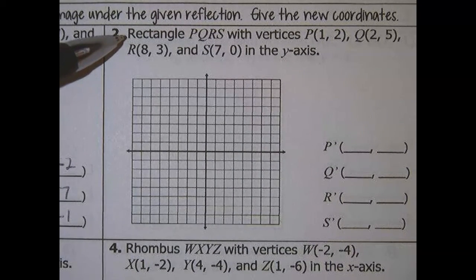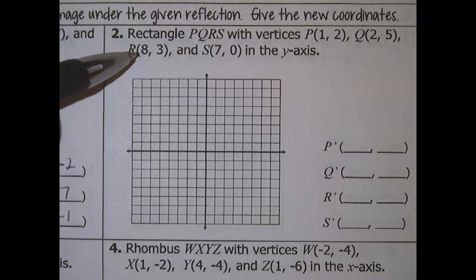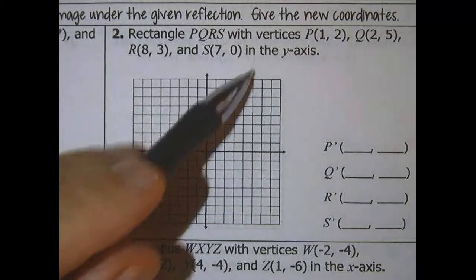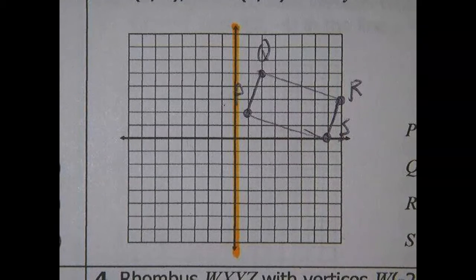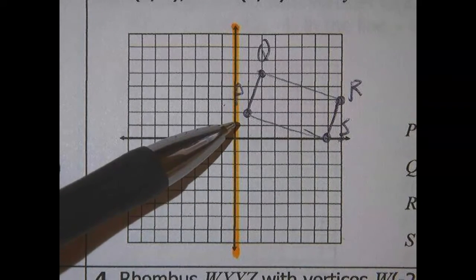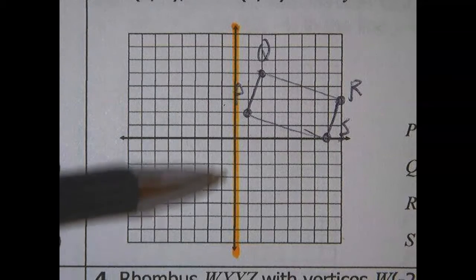This time this is a rectangle. So we're going to first plot the rectangle, highlight the y-axis, and I'm going to ask you to pause the video, and then we'll come back and finish the problem. Okay, so I have carefully plotted the 4 points. Notice that it does look like a rectangle, and this time I highlighted the y-axis.